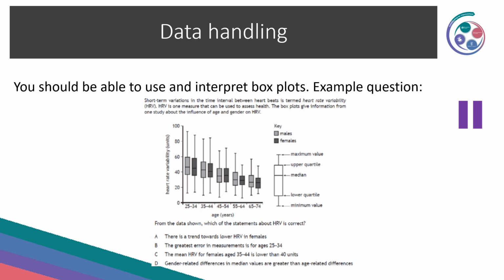Now the lower quartile is the median between the actual median itself and the minimum value. So the one that is between the minimum and the median. So it's this point here for our lower quartile, or Q1 you might have been calling it in maths.